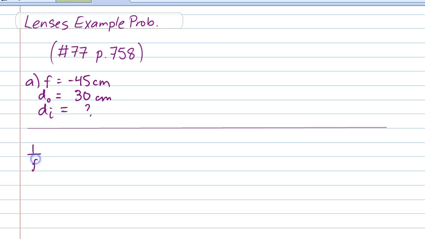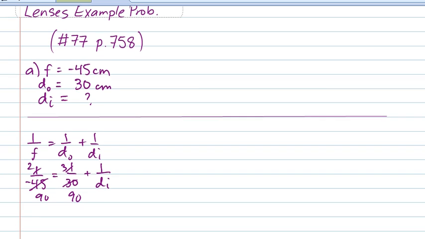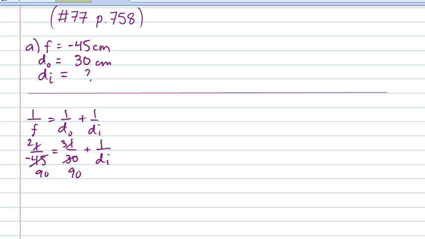1/f = 1/do + 1/di, or 1/(-45) = 1/30 + 1/di. The common denominator is 90. So we have -2/90 minus 3/90, so -5/90 is 1/di, or di is -18 centimeters.